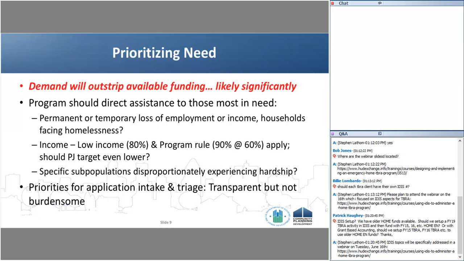Again, to be clear, the HOME rule and the COVID-19 waivers do not require you as a PJ to establish priorities. Rather, we're just acknowledging that you, as a PJ, can choose to prioritize certain needs over others and do so in such a way that achieves the best use of your program funds.